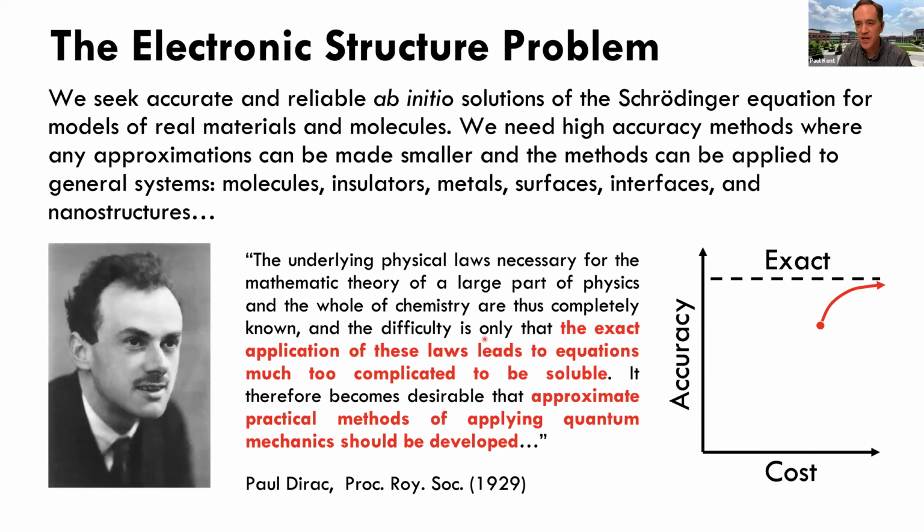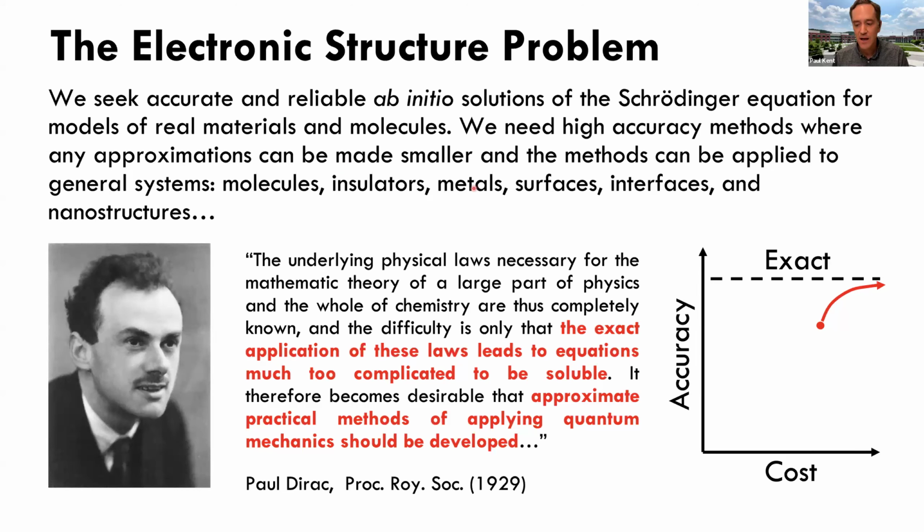This is a challenging equation to solve, and Paul Dirac noted that yes, we know the equations for much of physics and chemistry, but we need approximate methods for solving them. But of course, we don't just need approximate methods, we need the methods to be highly accurate, or at least sufficiently accurate for our science. Ideally, whatever approximations there are can be tested and made smaller.